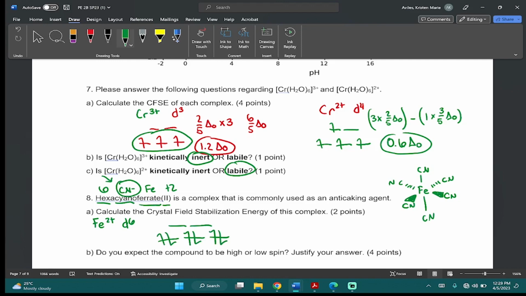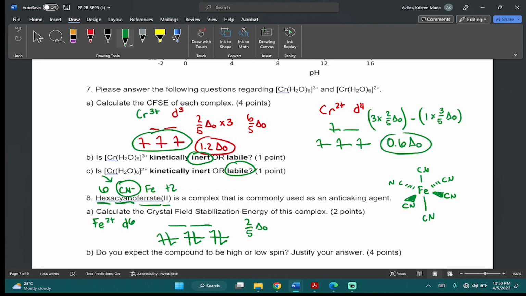So in this case, how do I calculate my CFSE? What do I multiply by my 2/5? Because it's low spin. I thought you said it has a large delta O, that's why it's low spin. I think they go hand in hand. It has to be low spin because the delta O, the difference between our t2g and eg, is so large that it's harder to promote an electron than it is to pair an electron. How do you know it's low spin? Because we have cyanide, and cyanide is a strong field ligand. Sorry, I went a roundabout way of answering that.